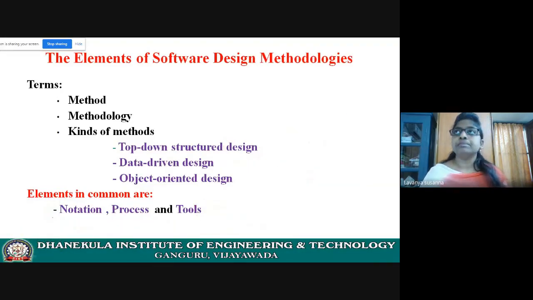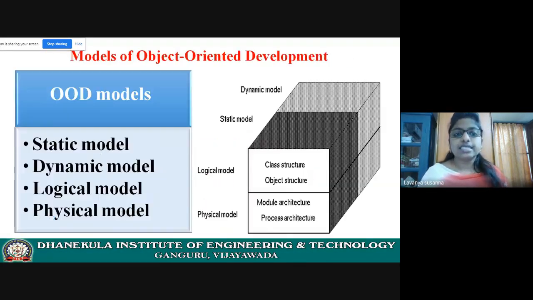Next, let us see the models of object-oriented development. Before discussing that, here is a question. Is there any best method for designing? Absolutely, there is no best method for designing.